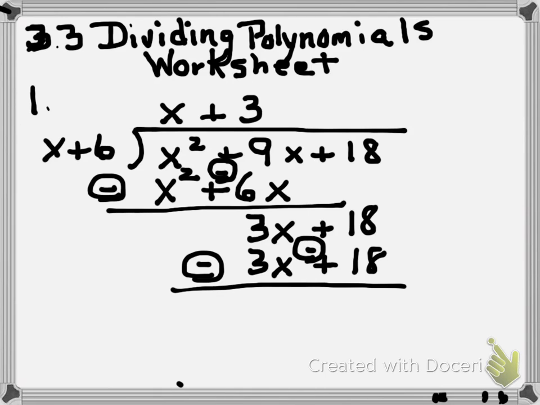You can always check the problem by taking the quotient, x plus 3, multiplying by the divisor, x plus 6, and you'll get the dividend, x squared plus 9x plus 18.